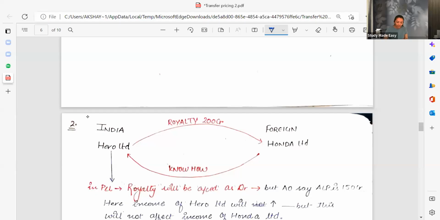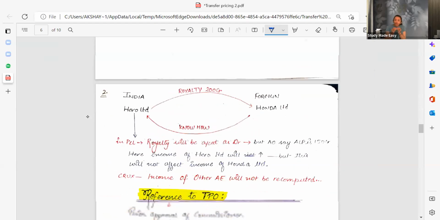Similar is the point here also. Suppose due to application of transfer pricing provision, we have already done this. Suppose due to application of transfer pricing provision, total income of one enterprise changes. It will not change total income of another enterprise.